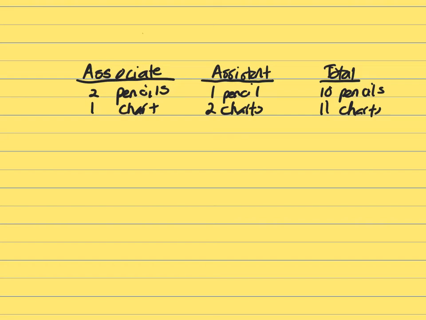We were trying to figure out how many people are in the room, and the room consists of only associate professors and assistant professors. So let's let the number of associate professors be X and the number of assistant professors be Y. Each associate has 2 pencils. So if I calculate the number of pencils, it's 2 times X for associates, plus 1 times Y for assistants, to give me a total of 10.